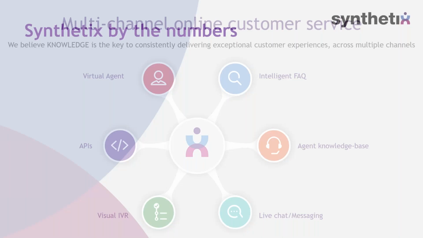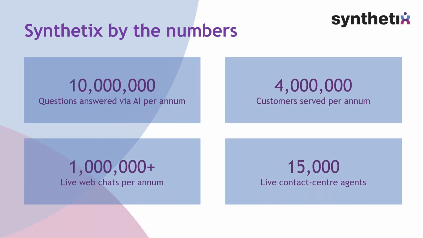So that's kind of it on what we do. Just a few stats to throw at you before we really get into the more important visual IVR stuff and the focus of the day. Our AI-powered systems are answering over 10 million questions per annum. We're serving around 4 million customers, so across all of our clients who are using our systems, that's roughly how many customers we are touching with our self-service or our agent knowledge systems. We're doing over 1 million live web chats per year, so that's all going through the Synthetic system and the infrastructure, and we've got about 15,000 live contact center agents using the systems every single day.